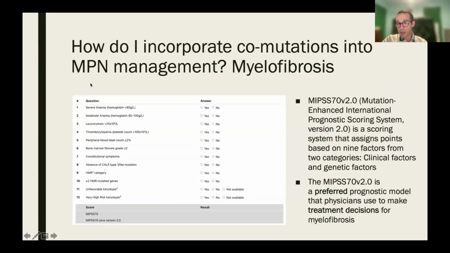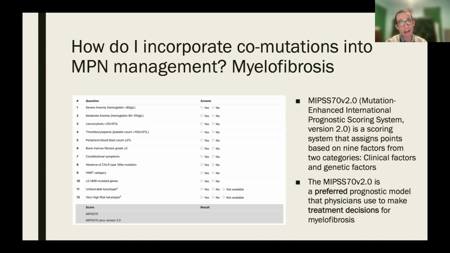And how do we incorporate them, right? So just like for ET, we have those scoring systems to risk stratify people based on their risk of thrombosis or blood clots. We have scoring systems for myelofibrosis that can group people into risk categories for developing leukemia or for having a lower survival. And I'm sure, or I hope, that if anyone in the audience has myelofibrosis, you've seen this score in your chart or you've discussed this score with your physician.